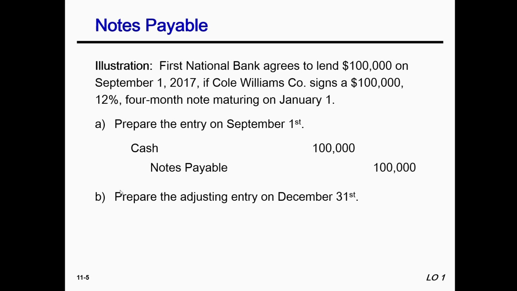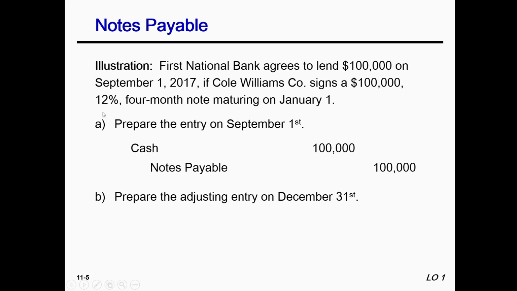Part B says to prepare the adjusting entry on December 31st. The adjusting entry is relevant to interest because it's a shorter period of time, so we'll be paying interest along with the money which we have borrowed. Interest plus money, both of them will be returned on 1st of January. So if we are recording interest and we are not paying it, it becomes a liability. So let's do the calculation.